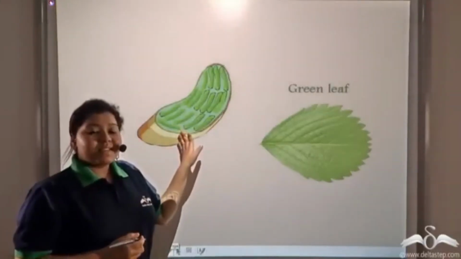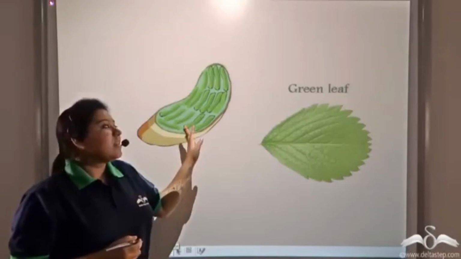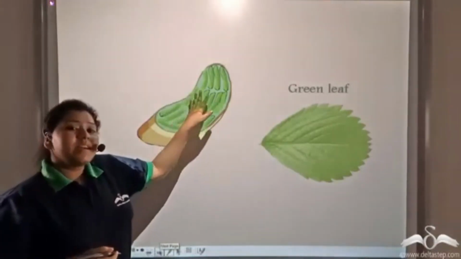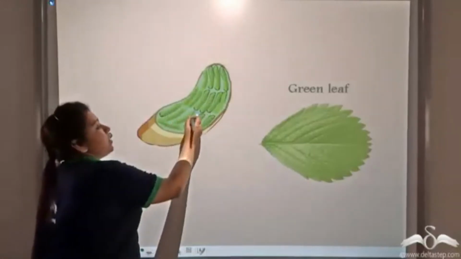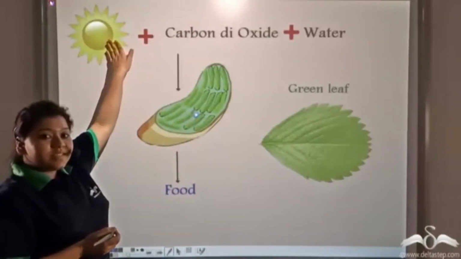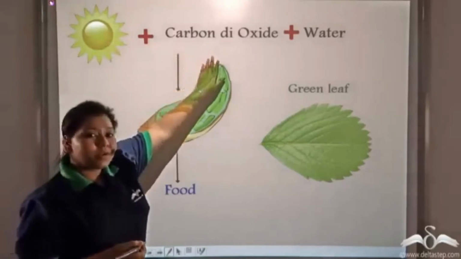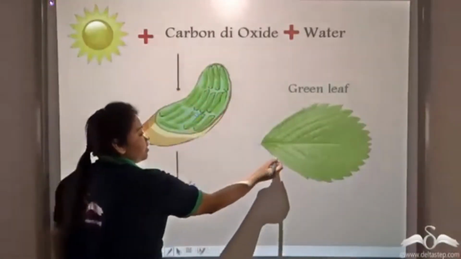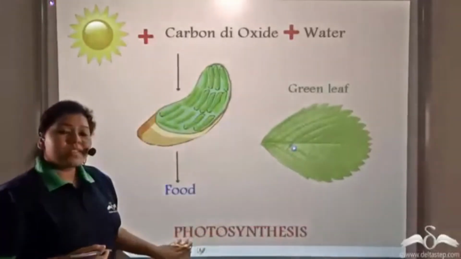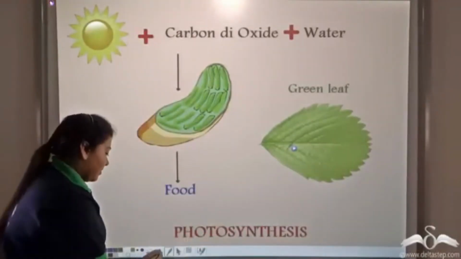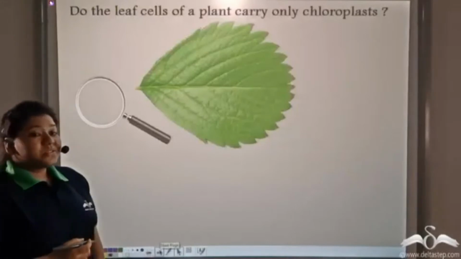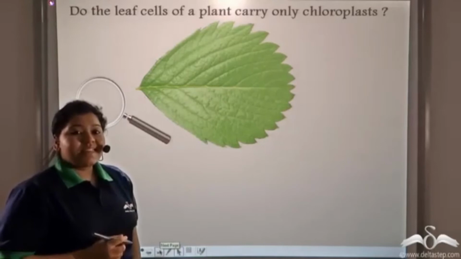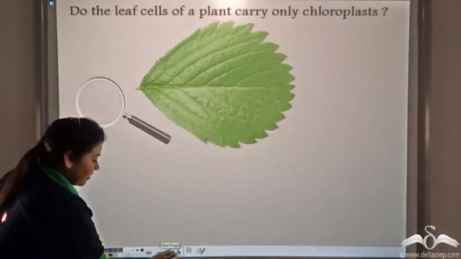These chloroplasts are found in abundance in green leaves. The chlorophyll present inside the chloroplast absorb sunlight and together with carbon dioxide and water manufacture food by the process of photosynthesis. So, do the leaf cells carry only chloroplasts? Let us see.